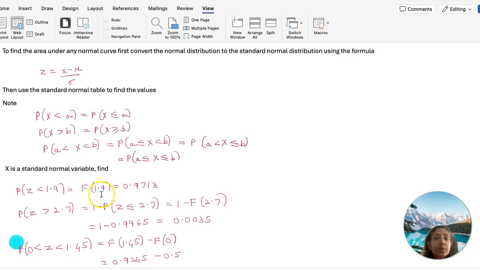That is the same as F(1.9). So F(1.9), if you look at the table, is 0.9713. Again, the probability that Z greater than 2.7. We had seen that this is 1 minus the probability that Z less than or equal to 2.7, which is 1 minus F(2.7). F(2.7) using the table will be 0.9965. So you will get the answer as 0.0035.